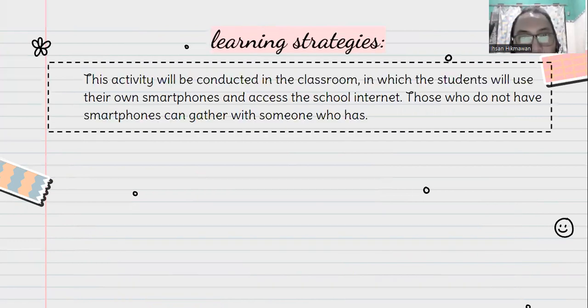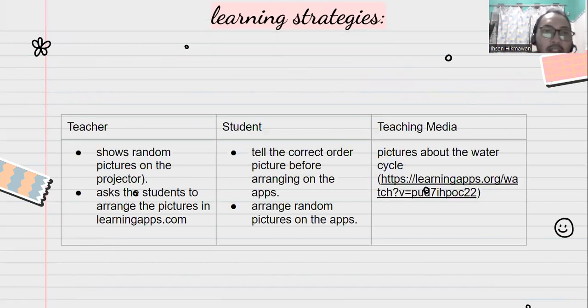This activity will be conducted in the classroom, where the students will use their own smartphones and access the school internet. If the students do not have a smartphone or cell phone, they can gather with someone who has one. Okay, let's see the strategies.